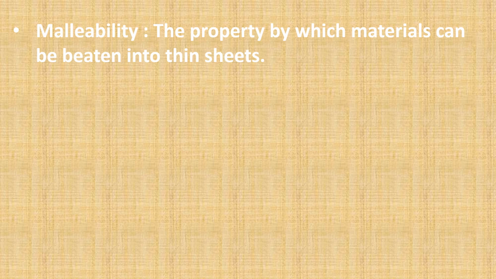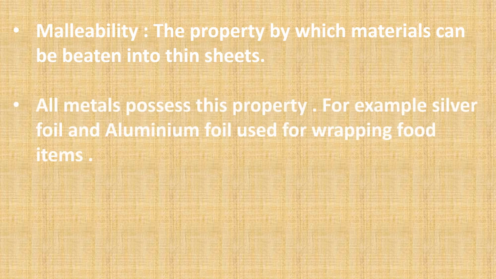First property of metals, malleability. The property by which materials can be beaten into thin sheets. So when we can beat metals into thin sheets, it is called malleability. All metals possess this property. They can be beaten into thin sheets. For example, silver foil and aluminium foil used for wrapping food items. When we use aluminium foil for wrapping food items, we are converting aluminium into thin sheets and using it as a foil.